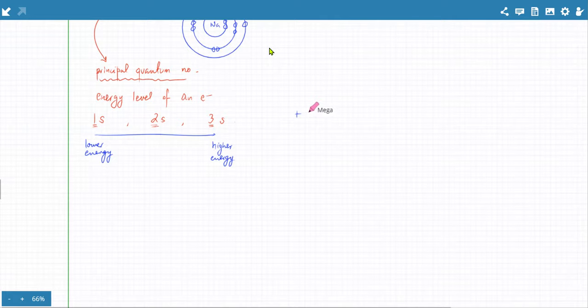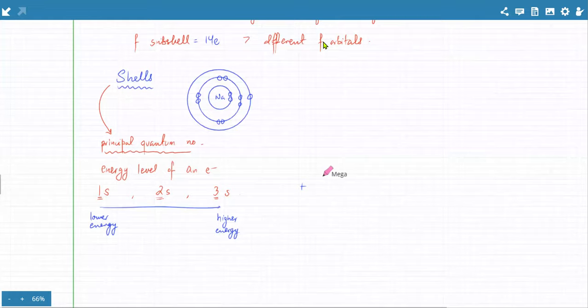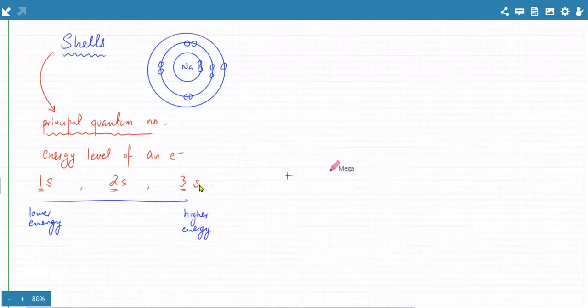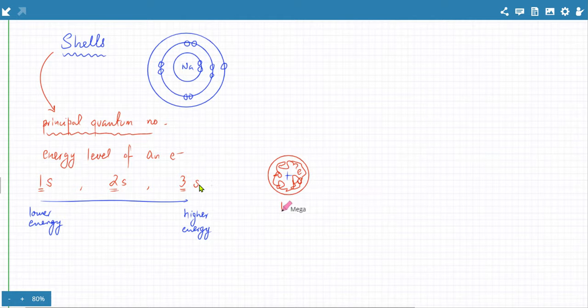But remember, shells don't have any physical existence. In O levels you studied that there were physical circles around the nucleus where electrons would exist. Now, shells simply mean the principal quantum number, or the energy level of an electron. It's not a physical thing. It tells you how energetic the electron is. So if an electron is in the first shell and in an s orbital, the electron would be occupying a tiny spherical area around the nucleus. It would be buzzing around in that tiny spherical region. So this is an electron belonging to the first shell, and it's in an s orbital.